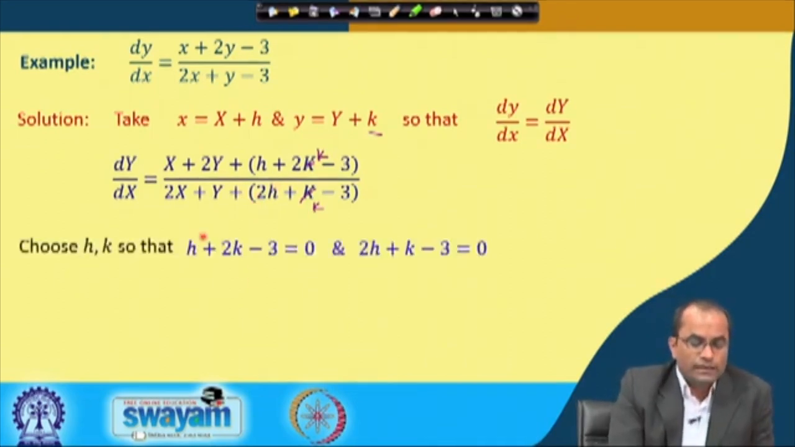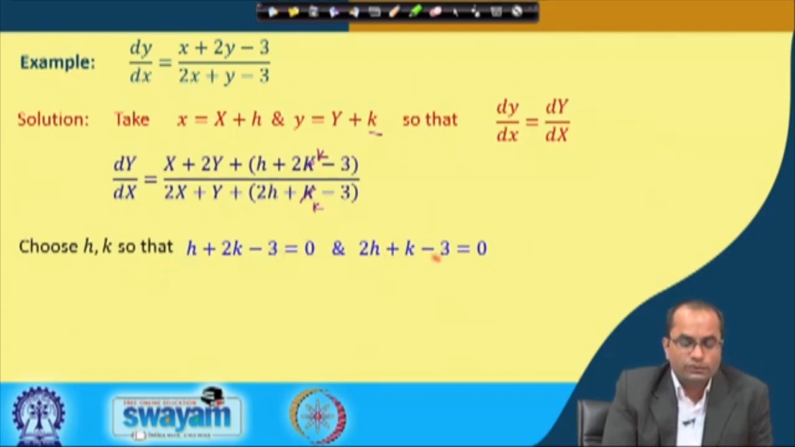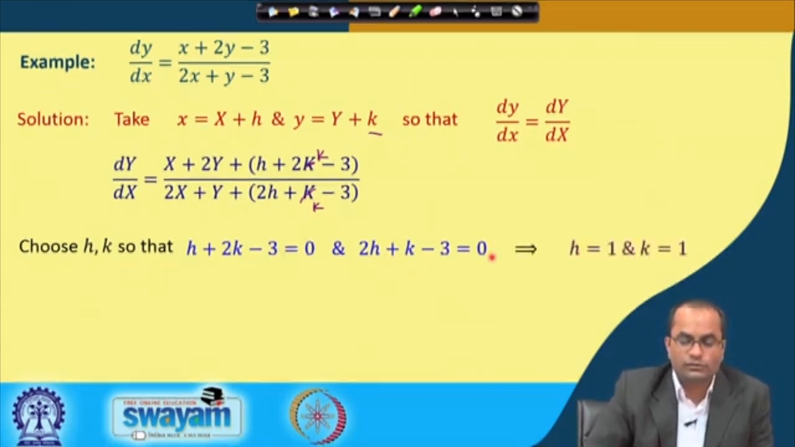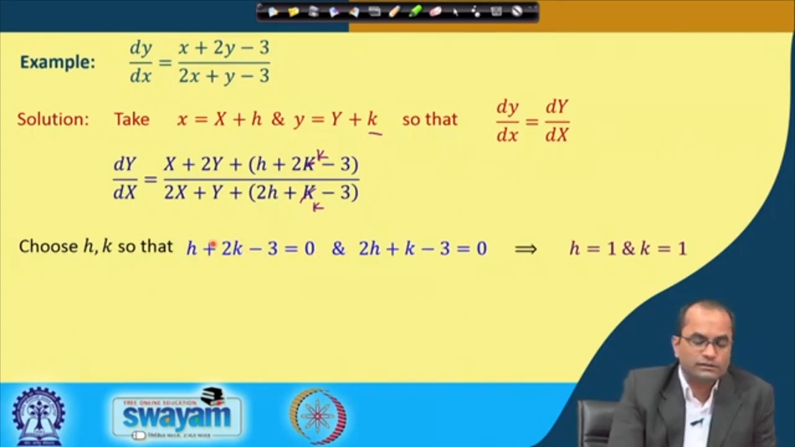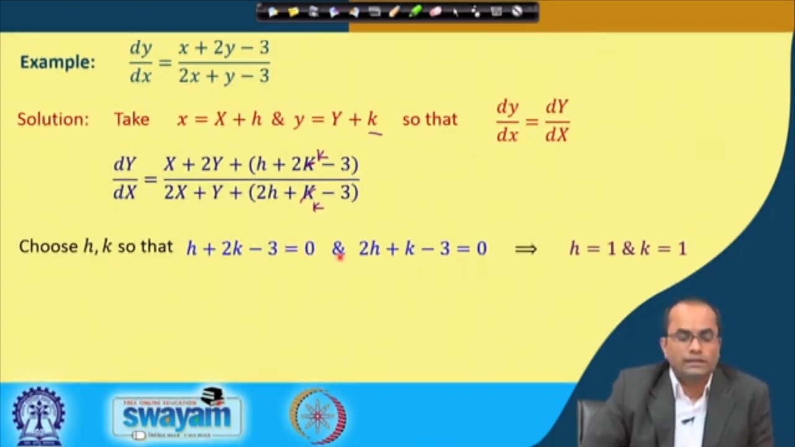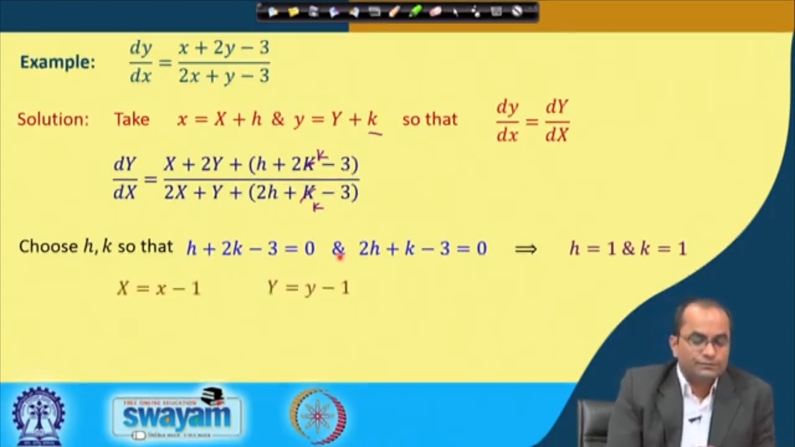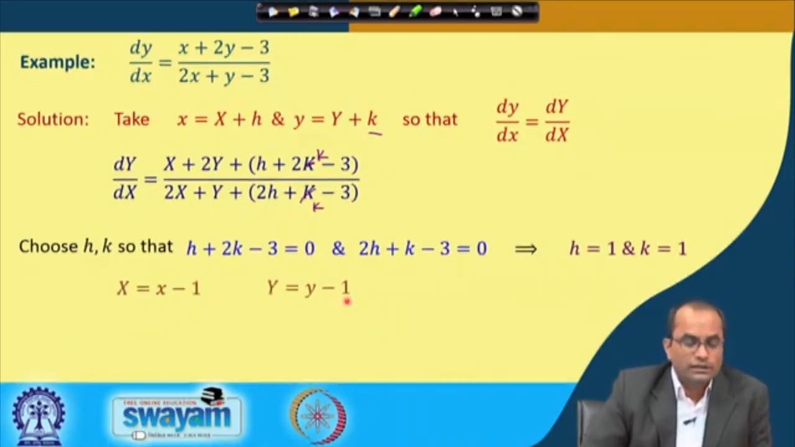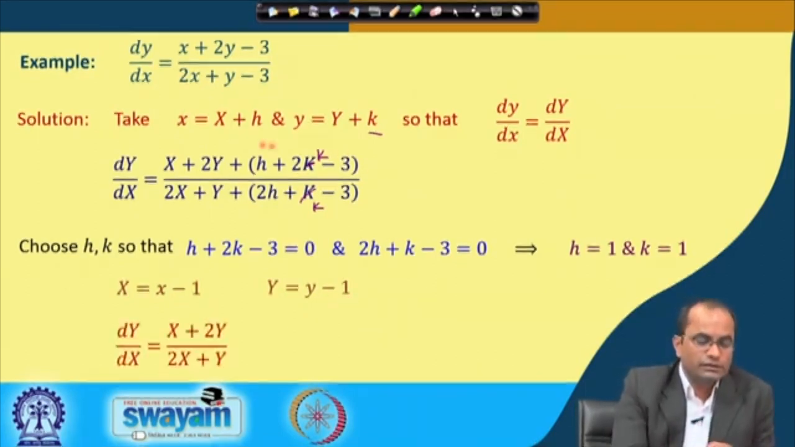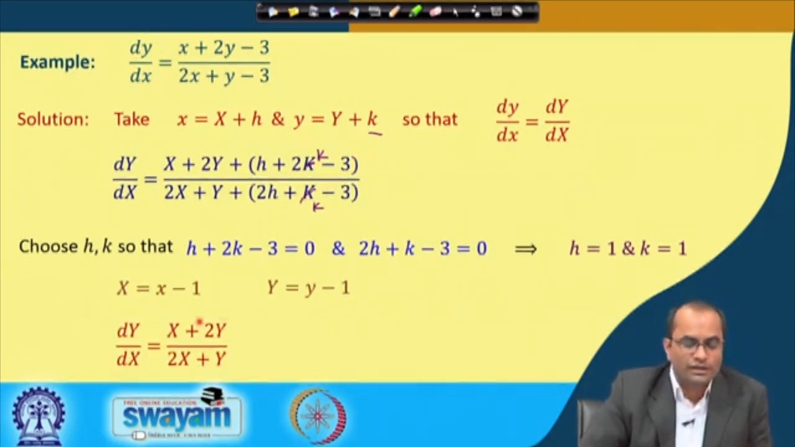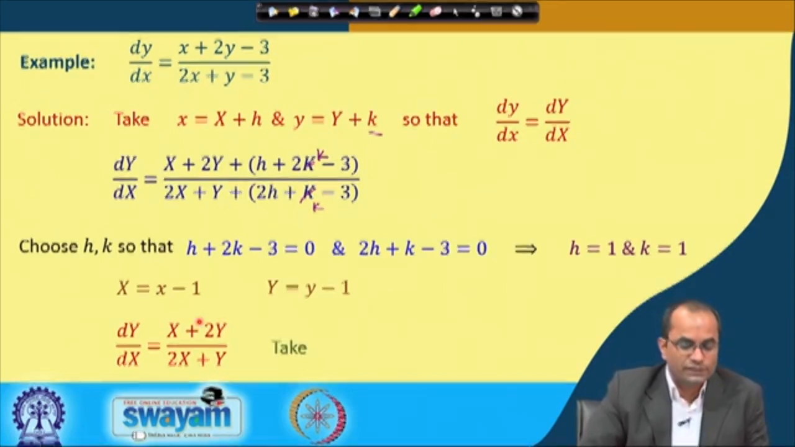By doing so, we have h plus 2k minus 3 is equal to 0 and 2h plus k minus 3 is equal to 0. From here, we will get h is equal to 1 and k is equal to 1. This satisfies this equation, and h is equal to 1, k is equal to 1 also satisfies the other equation. That means our substitution is big X is equal to x minus 1 and big Y is equal to y minus 1. And now we can substitute in this equation; naturally this term is 0, this term is 0, and we have the homogeneous equation, which we know how to solve.